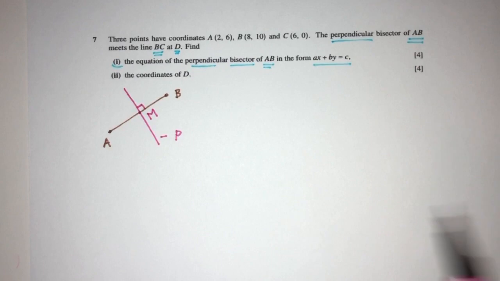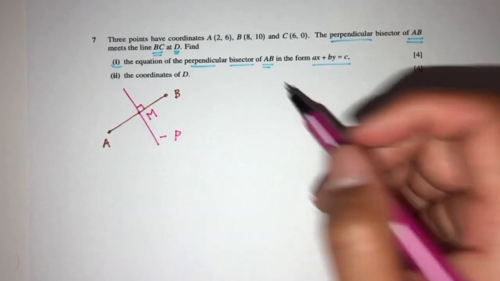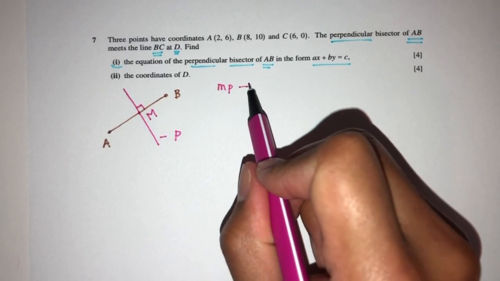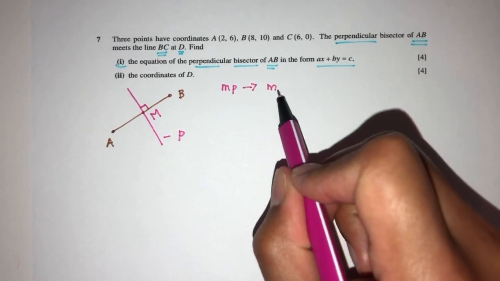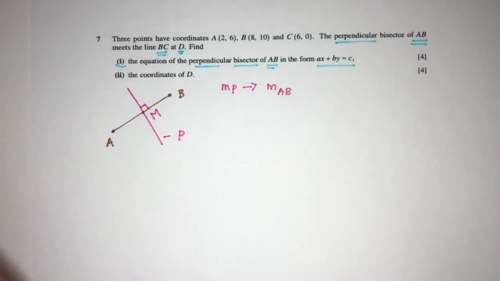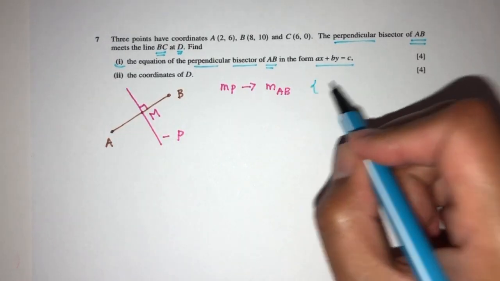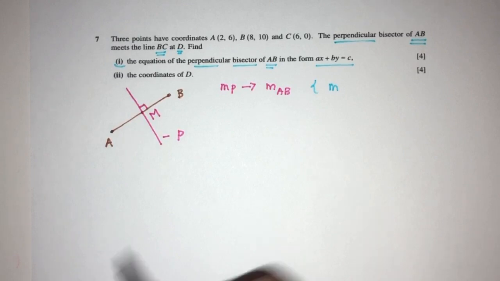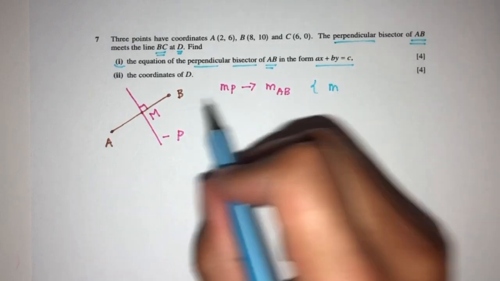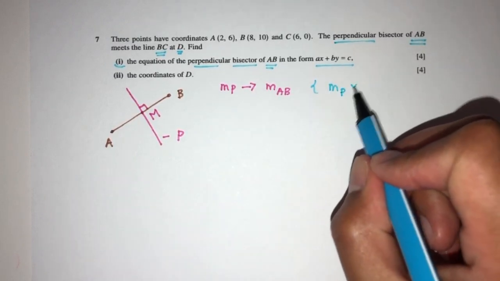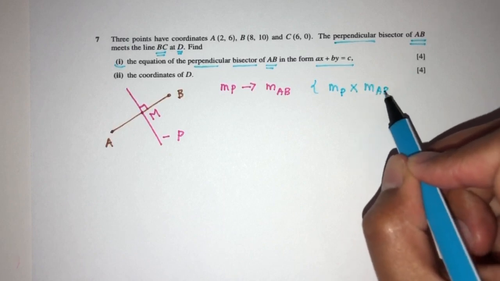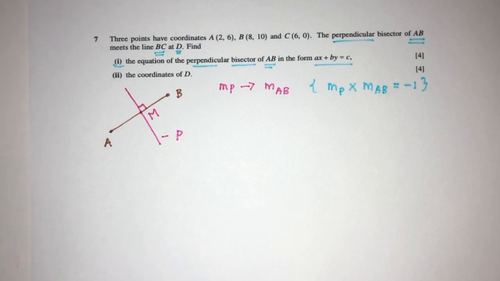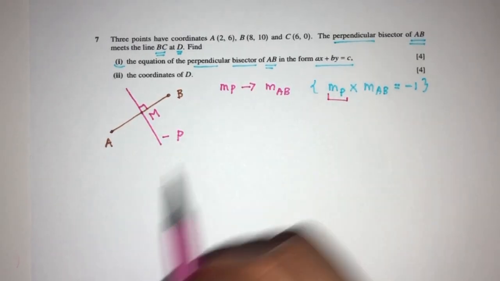Now we understand that to find the equation of a straight line, we must first find the gradient of P. To find this, we must first find the gradient of AB. Because they are perpendicular to each other, we have an equation which relates both of them: the gradient of P multiplied by the gradient of AB has to give you -1. We use that equation to derive the gradient of P. But first we have to find AB.